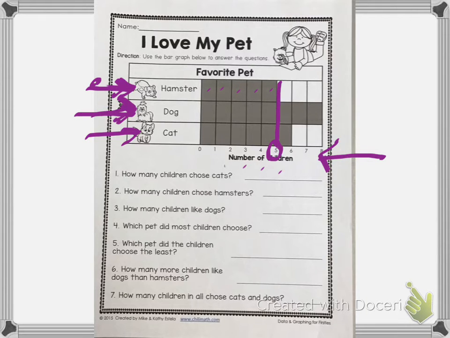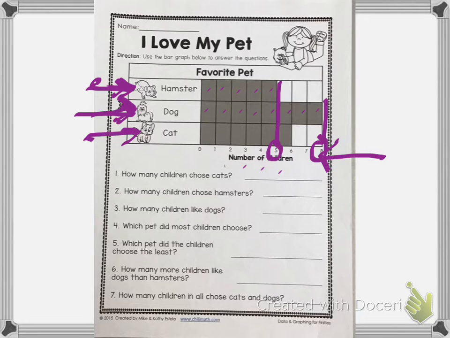Okay. We're going to do the same thing with the dog line. See how those squares colored in? All these squares colored in make a line. Go to the end of the line and down. What number is that? That's the number of children. What number is it? How many children have a dog as their favorite pet? 8. Good.